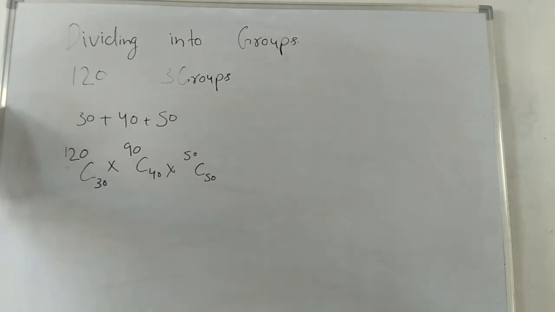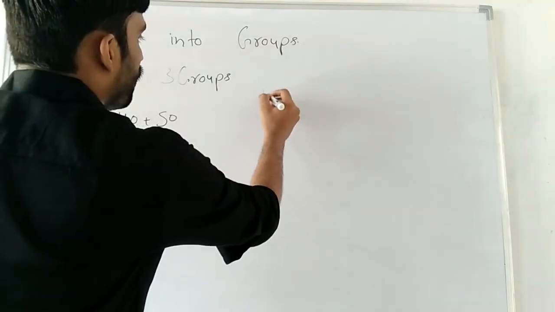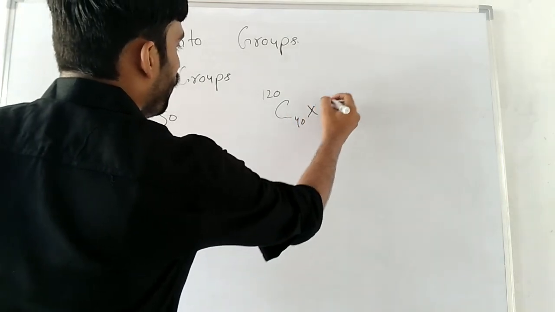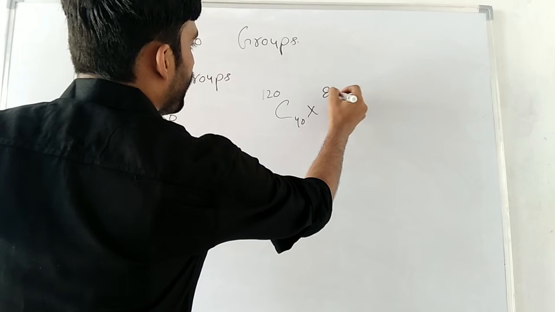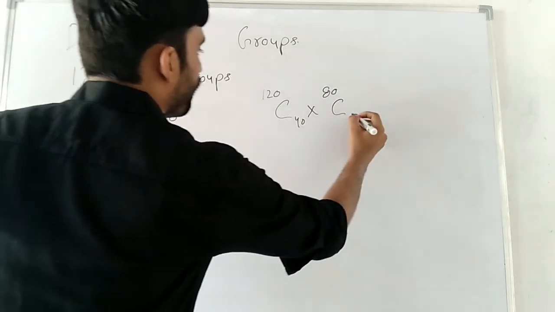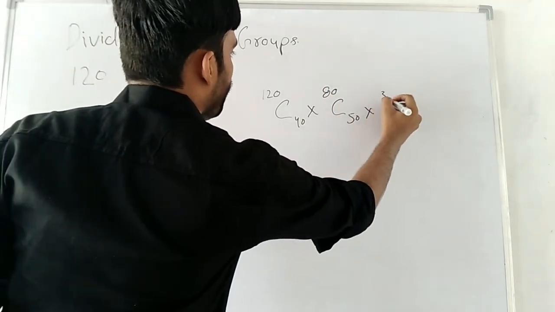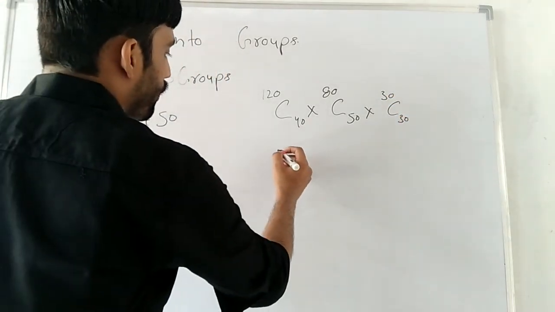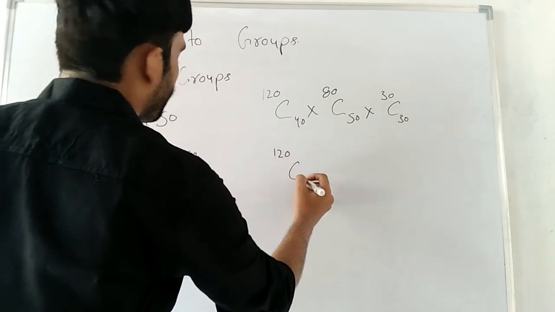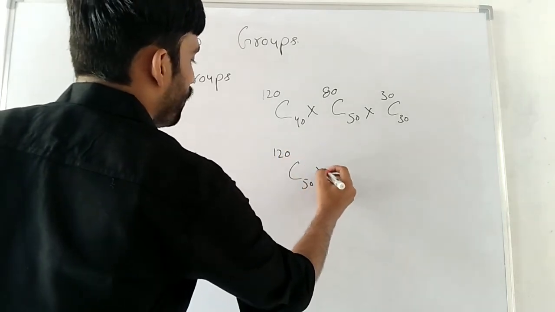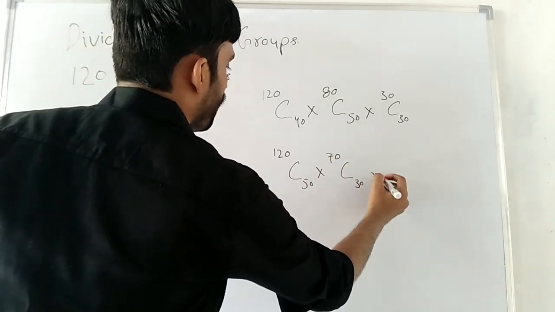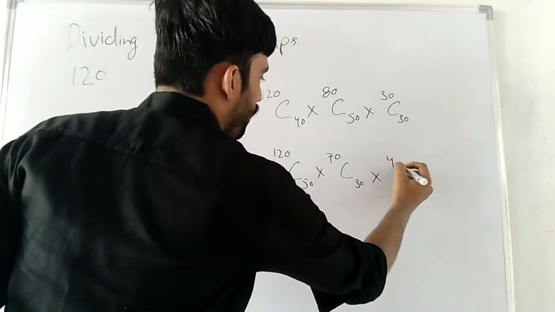As you can see, we can also divide them in three manners. First it is this, and in the second and third we can divide them by 120C40, 80C50 and 30C30. And in the third manner we can divide them 120C50, 70C30 and 40C40.